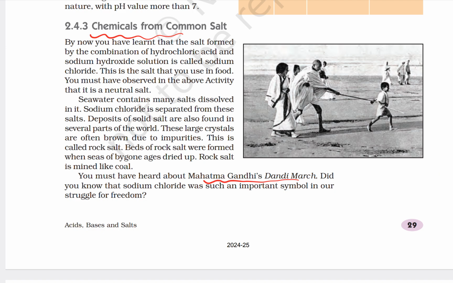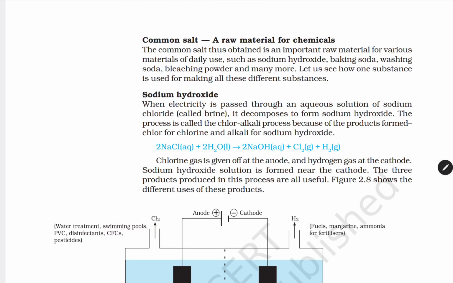Now we need to identify the importance of NaCl in our daily life. We all know that for cooking purposes we use NaCl daily. So what are the other chemicals that can be created from common salt that we are going to discuss now? Here common salt is a raw material for the preparation of different chemicals. So here you can observe some of the chemicals that are prepared using common salt.